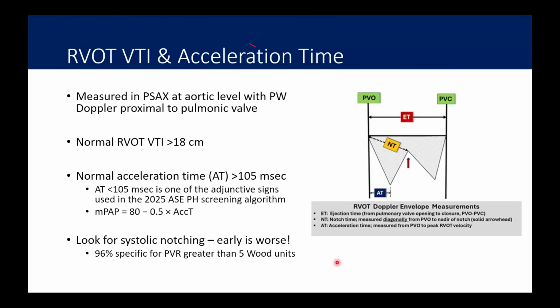And in a normal compliant pulmonary vascular bed, the envelope is parabolic, and I'll show you an example in the next slide. So normal RVOT VTI is greater than 18 centimeters. And when you combine it with the RVOT diameter, it gives you your RV stroke volume and output. But the shape of the envelope is important as well, because it's a reflection of the pressure waves from the pulmonary vascular resistance.